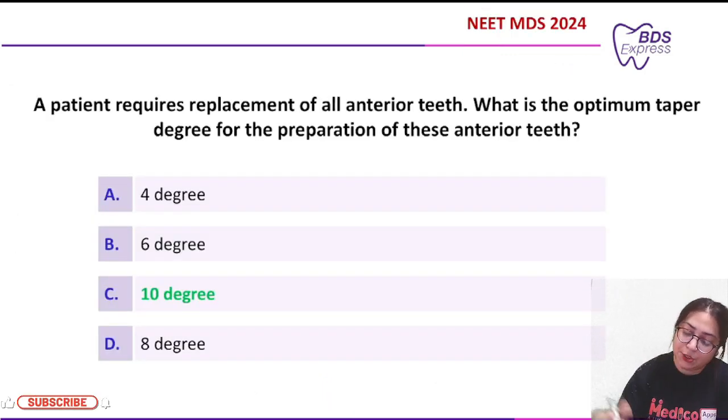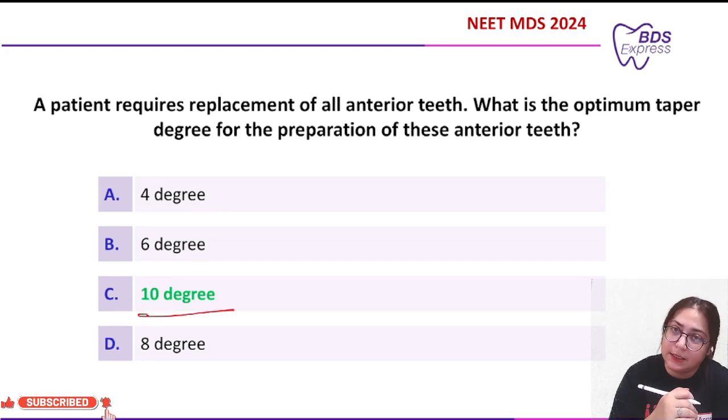Now coming back to our question. So as discussed, the answer is 10 degrees.